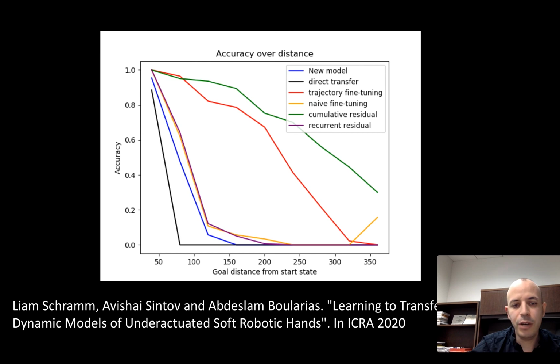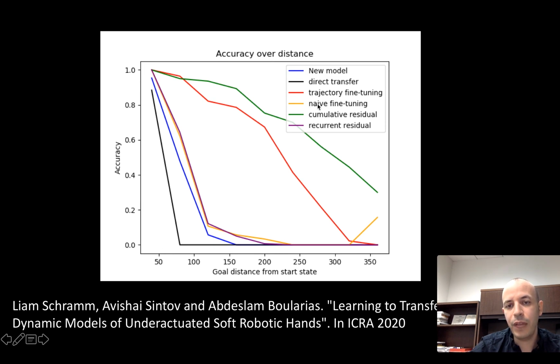So what this is showing is on the x dimension, what we have is how far is the goal from the start position, and on the y dimension is how accurate the predictions are. Of course, the further you put the goal, the more difficult it is to predict where the object is going to end up if it's trying to reach that goal, because as you add more time, the errors just keep accumulating. And this is a comparison with all different kinds of methods for doing this transfer learning.